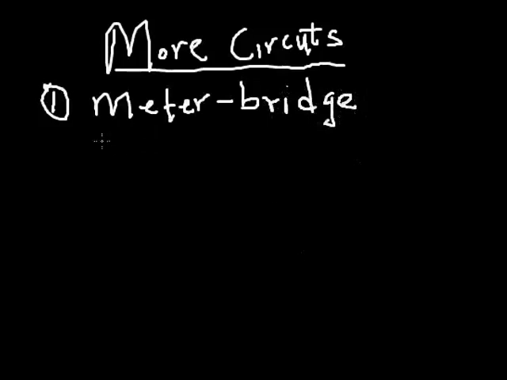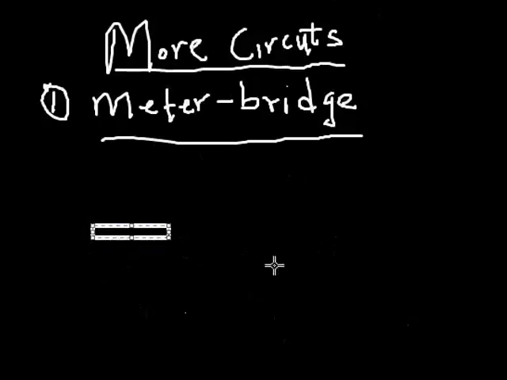A meter bridge circuit is a circuit that has a length of wire connecting two resistors, in which one of the resistors is an unknown resistor and the other one is a known resistor. So I can use a meter bridge to find an unknown resistor. Let me give you a typical example.